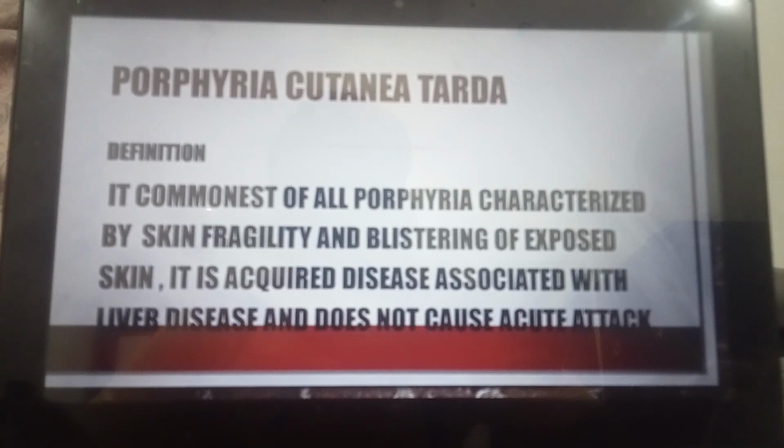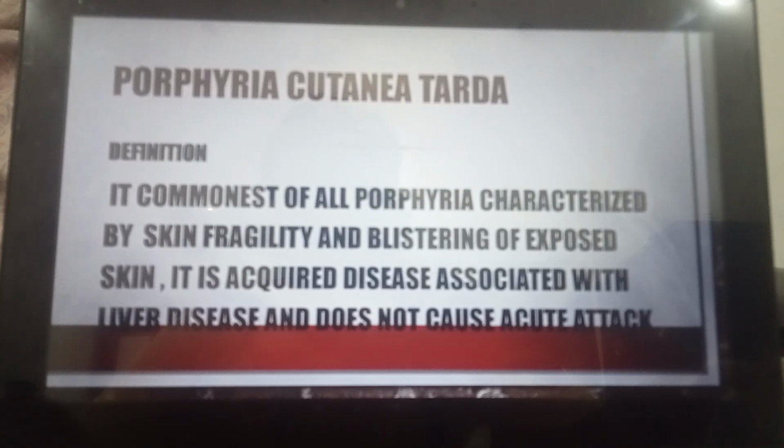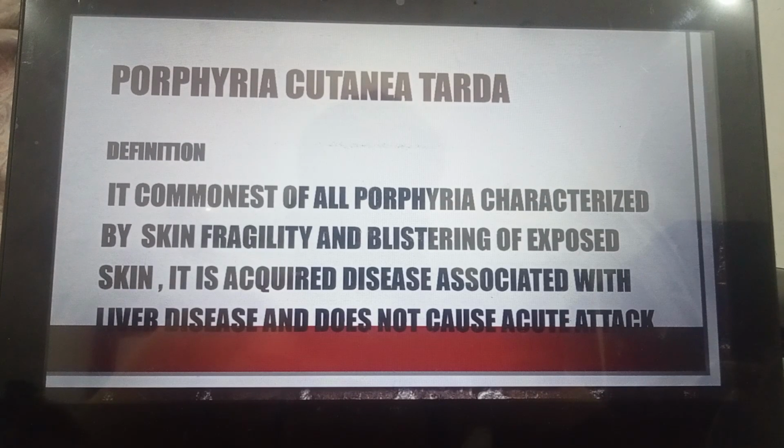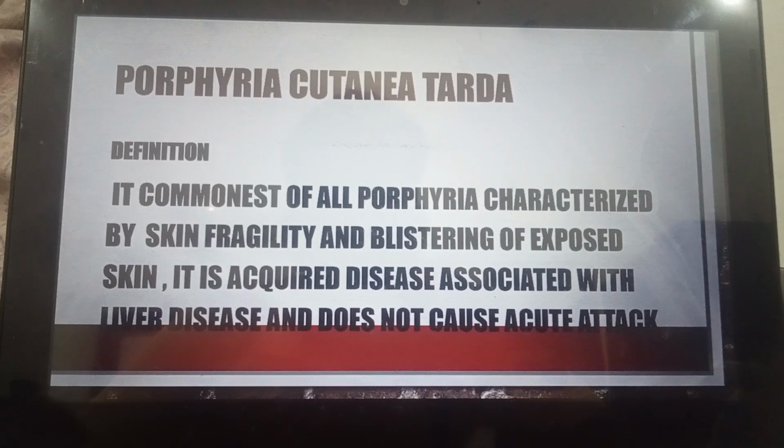Porphyria cutanea tarda is actually a disorder of porphyrin metabolism. By definition, it is the commonest of all porphyrias, characterized by skin fragility and blistering of exposed parts of skin. It is an acquired disease associated with liver disease and it does not cause any acute attack.